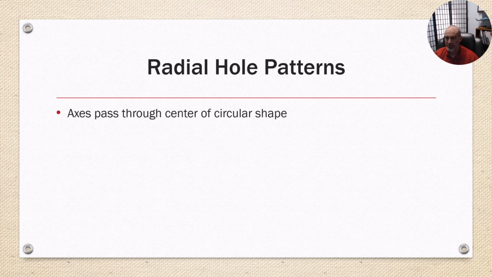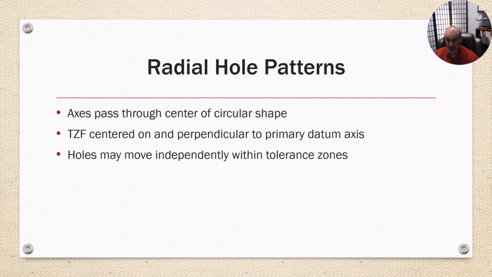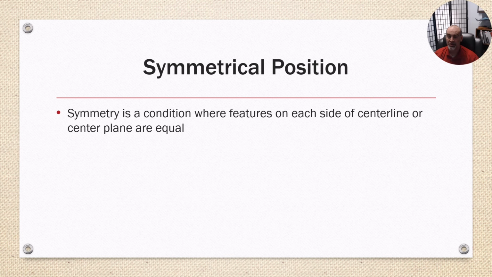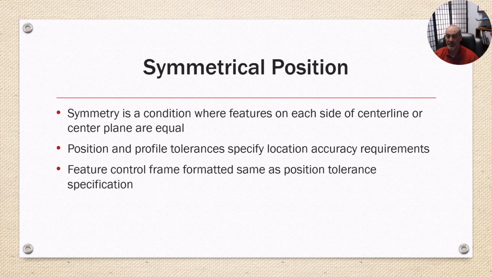Radial hole patterns. The axis passes through the center of a circular shape. The TZF is centered on a perpendicular or primary datum axis. Holes may move independently within their tolerance zones. Symmetrical position. Symmetry is a condition where features on each side of the center line or center plane are equal. Position and profile tolerances specify location accuracy requirements, and the feature control frame format is the same as the position tolerance specification.